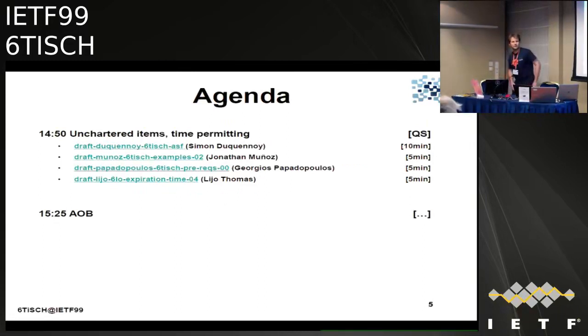We've got a new scheduling function that Simon is going to present to us. Then Jonathan will talk about the 6TISCH example. Georgios will talk about replication and elimination. That's a technique that's being discussed at DetNet, and this draft shows how we can apply it to 6TISCH. And then Lijo will talk about an expiration time, which is an activity that is happening at 6lo, but he will be giving us a short summary of what's going on there.